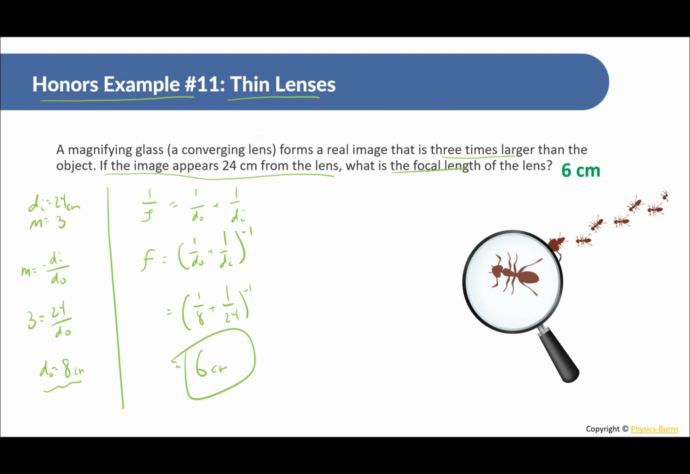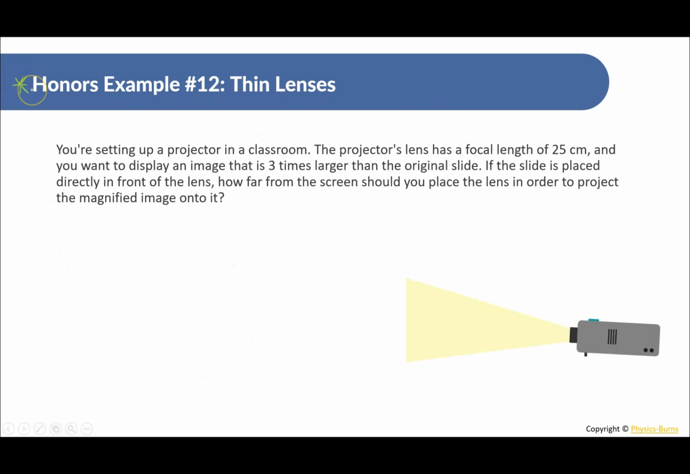Alright, moving on. Alright guys, this problem is quite a bit harder, on example number 12, also the last example we're doing here, but let's see how much you guys can do. Alright, so you're setting up a projector in a classroom. The projector lens has a focal length of 25 centimeters, and you want to display an image that is 3 times larger than the original slide. Focal length, 25 centimeters. If the slide is placed directly in front of the lens, how far from the screen should you place the lens in order to project the image onto it?